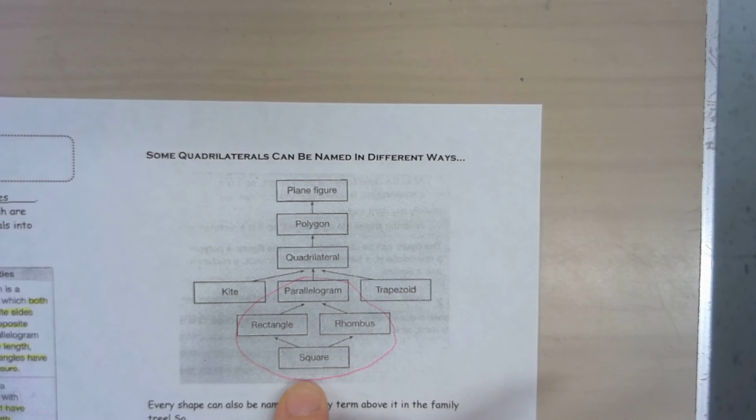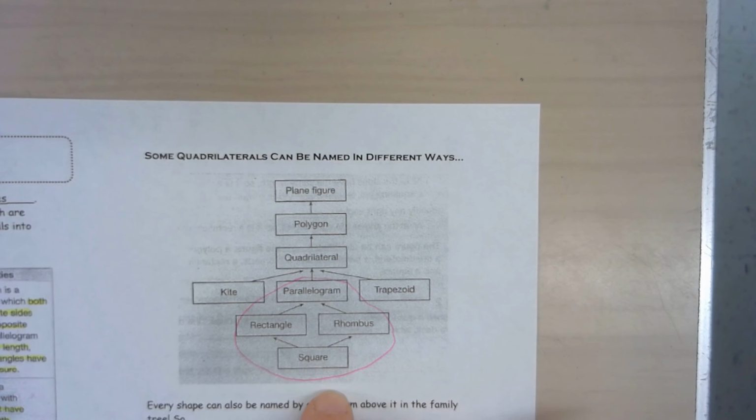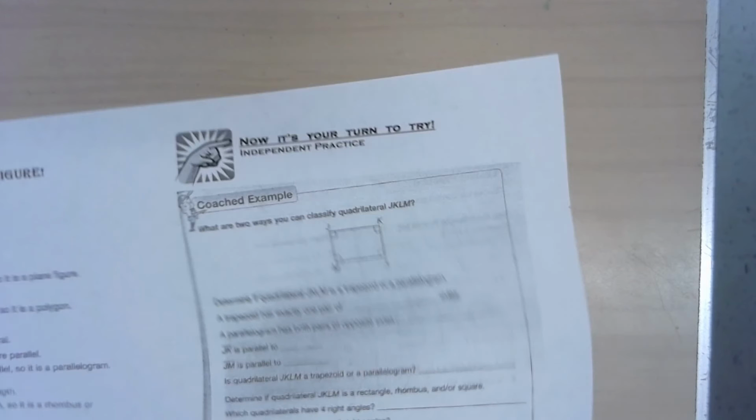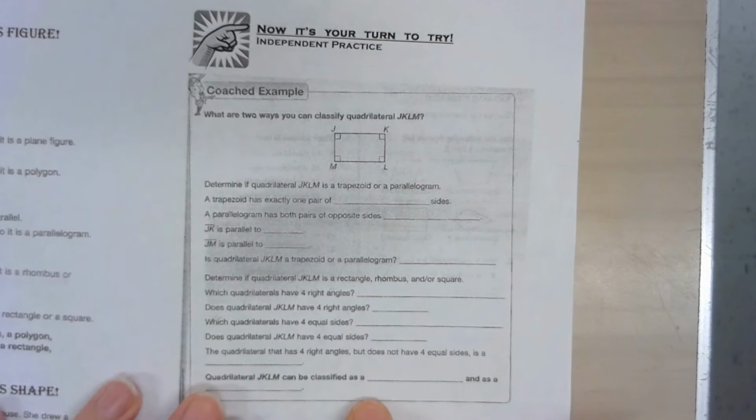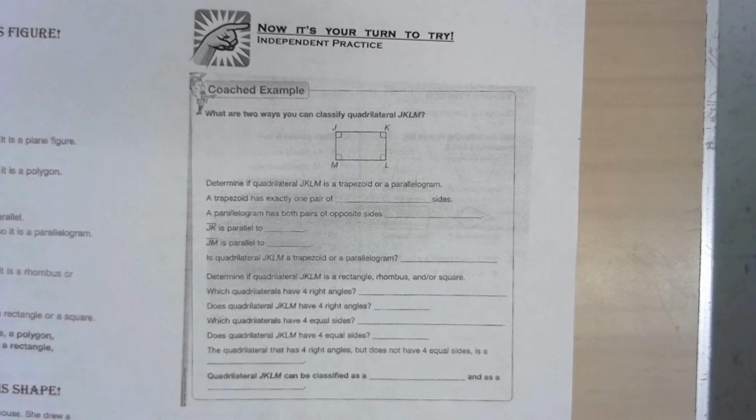When in doubt, come back to your flow chart because this flow chart is definitely going to be what we want to look at or visualize in our brain as we think about quadrilaterals. Let's take about 2 minutes for you to complete this, and then we will come back together and see how we did on our coached example.